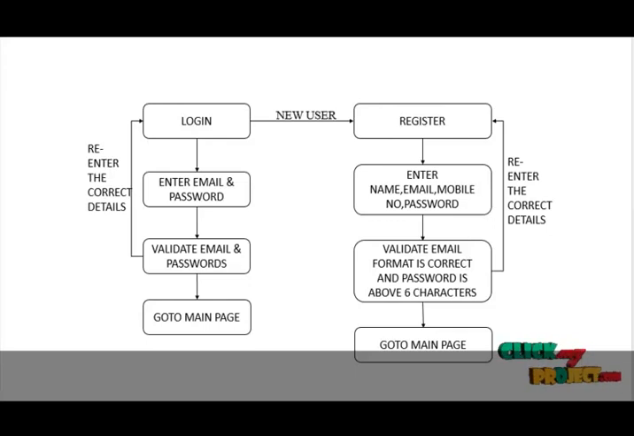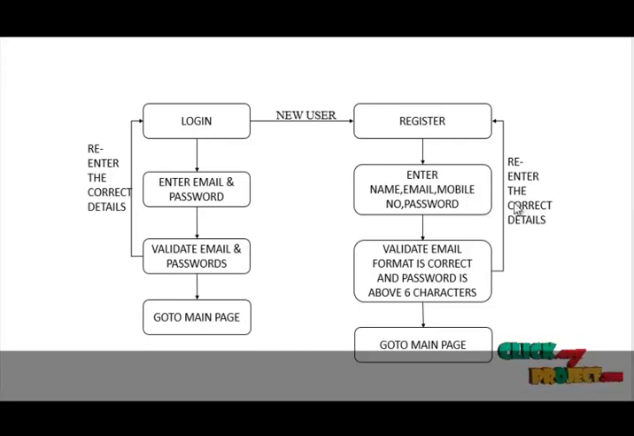Now see the flow diagram of our project. First of all, this is the login page flow diagram. If you have a login ID and password, you go straight to login; it checks the email address and password from Firebase. If it's correct and the password is valid, you go to the main page.